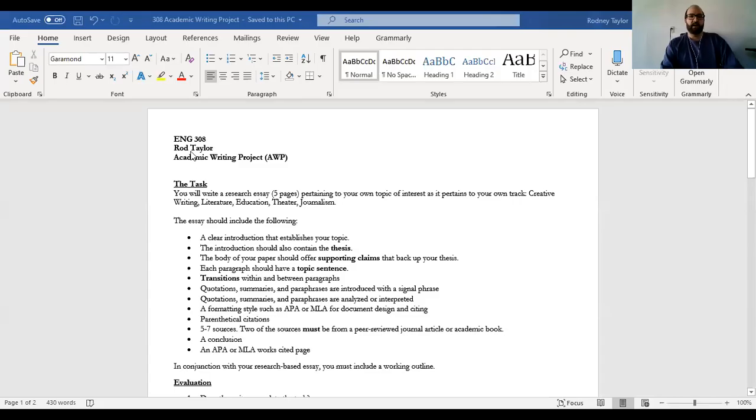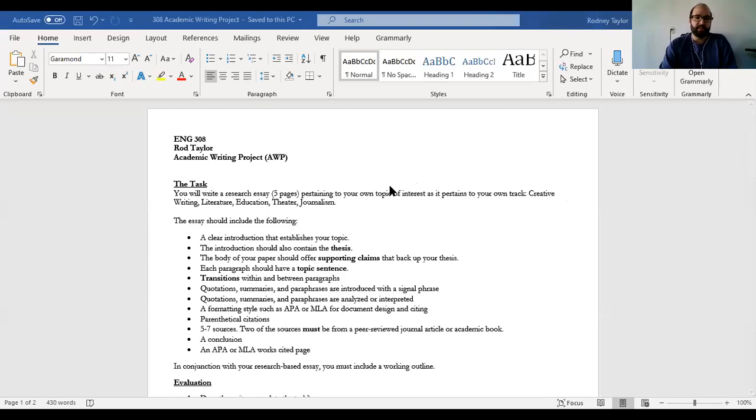All right, so here it is. I believe you guys can see the screen I see. So the academic writing project, essentially what I'm asking you guys to do is a brief research paper. You will write a research essay of 5 pages pertaining to your own topic of interest as it pertains to your own track. I might have to edit that, it's a little wordy.